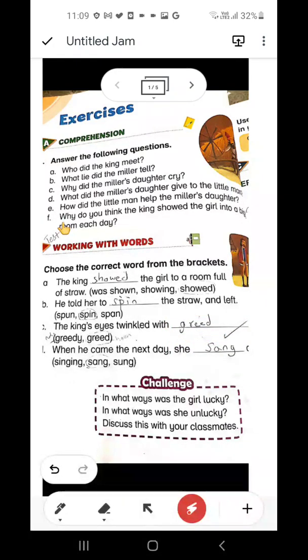The last sentence is, when he came the next day, she dash. And options are singing, sang, and sung. As the first part of this sentence is telling us that this is in past, that is, when he came the next day, she sang. Why are we using here the second form of verb, sang? Because this sentence has happened in past.